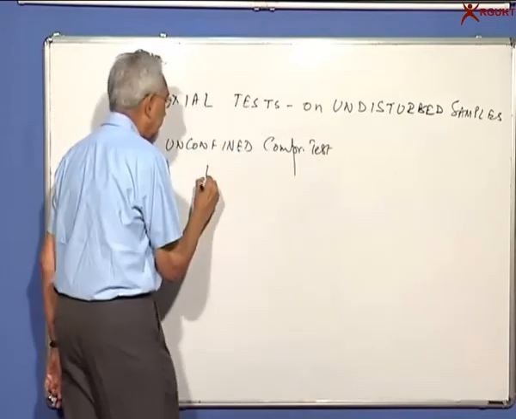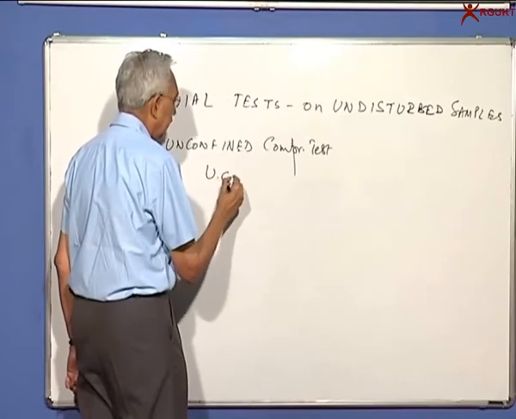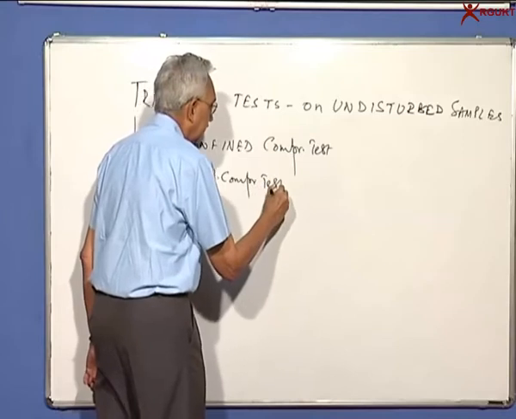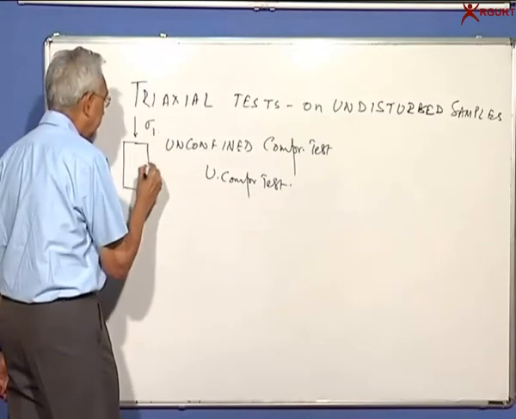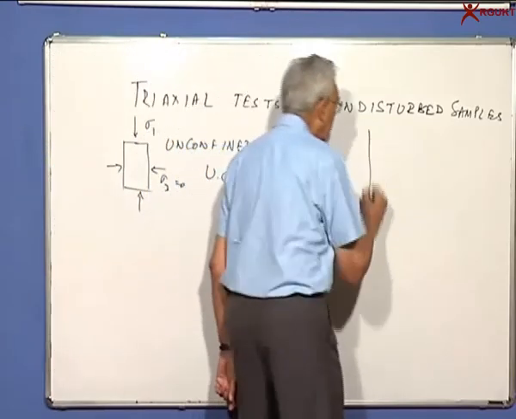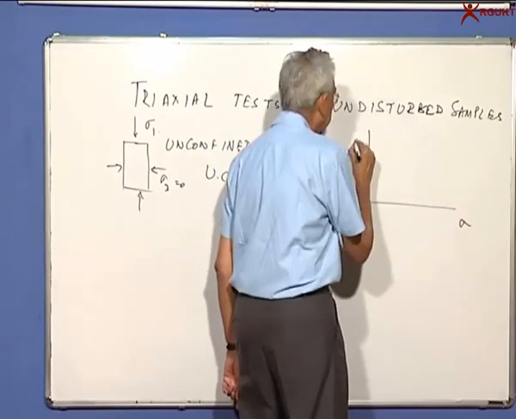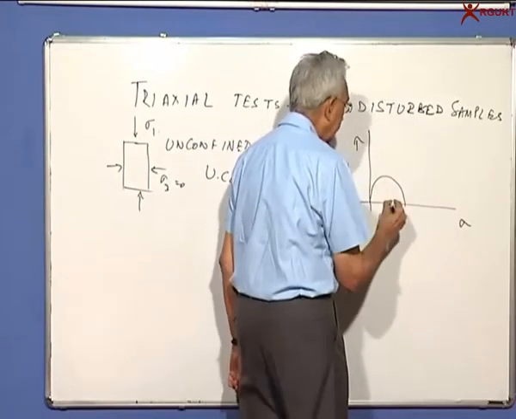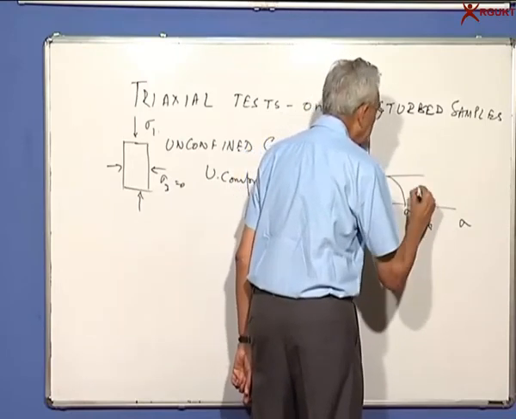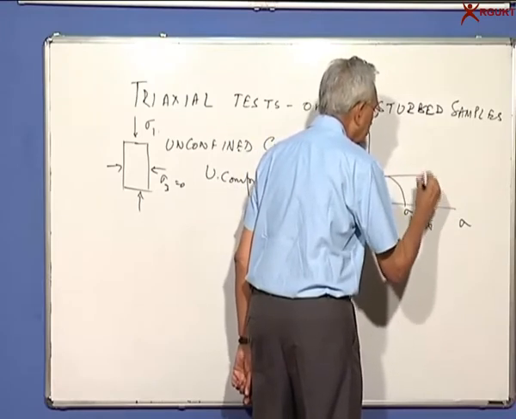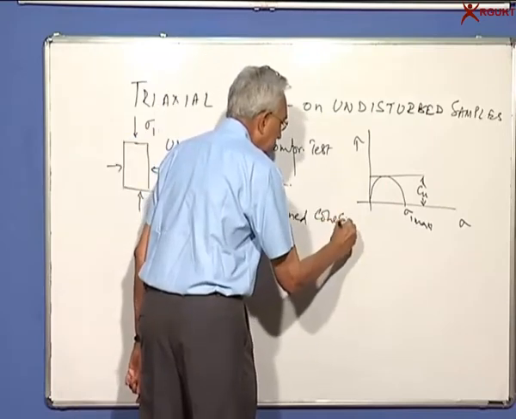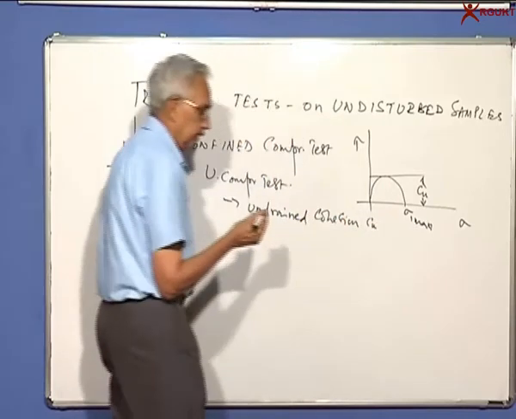In short, we call it the unconfined compression test. So we are simply applying a vertical stress sigma. The lateral stress sigma 3 is 0. So when you plot the Mohr circle, sigma versus tau, you will simply get a circle. Here sigma 1 is maximum, and so we will get the undrained cohesion. The result will be undrained cohesion. We cannot interpret this beyond this value.